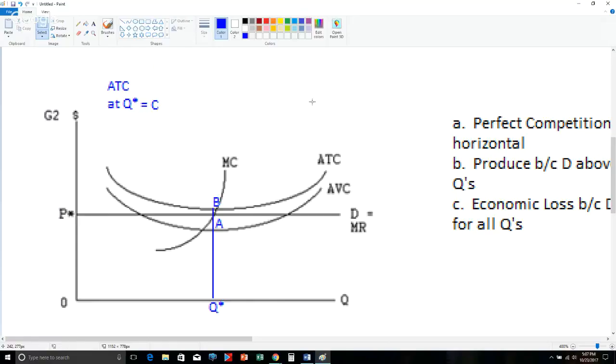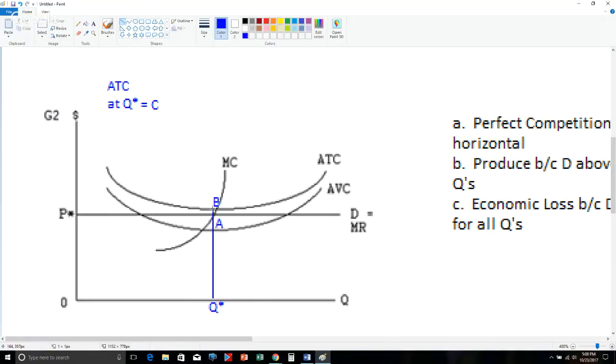Now, this letter C is a dollar value. It's the dollar value for the average total cost at quantity Q star. The reason why we're using that letter C here is because it represents average total cost at Q star. We're not producing 0 units, so our average total cost is non-zero. The thing is, average total cost equals total cost divided by quantity. And since we have to represent this as the area of a rectangle, and the area of a rectangle is length times width, average total cost times quantity will equal total cost.